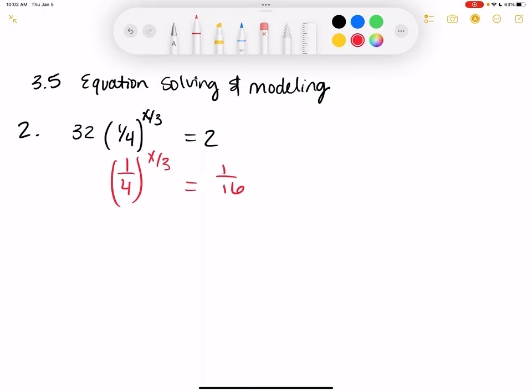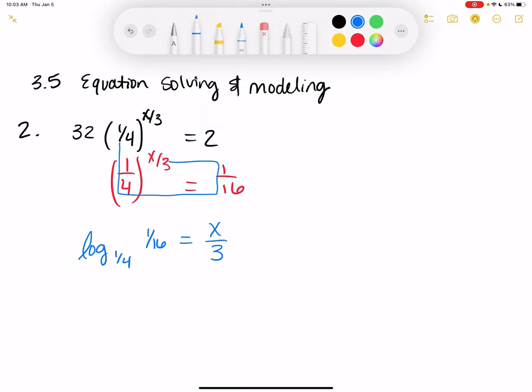And remember how before we did the L and the E to convert? Okay, so we have an exponential. That means I need a log to undo it. So I'm going to make an L. So it's going to be log base 1/4 of 1/16 is equal to x over 3.